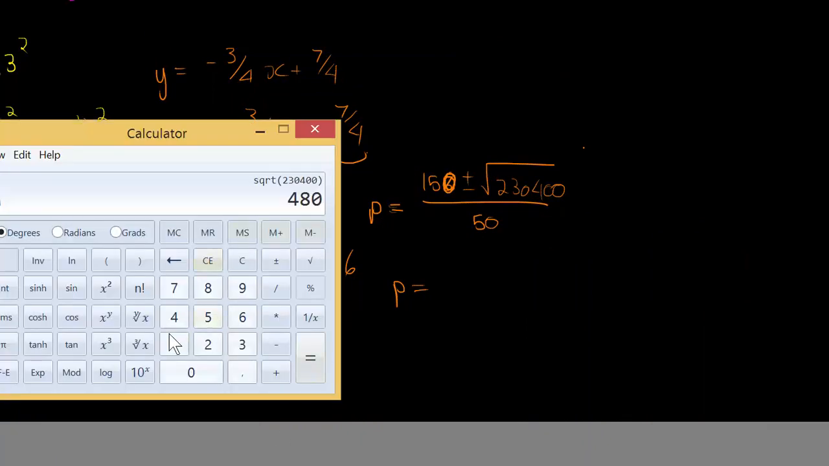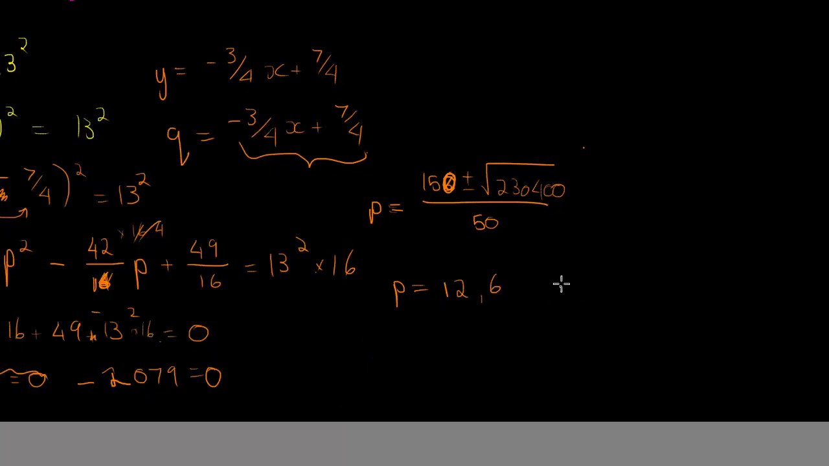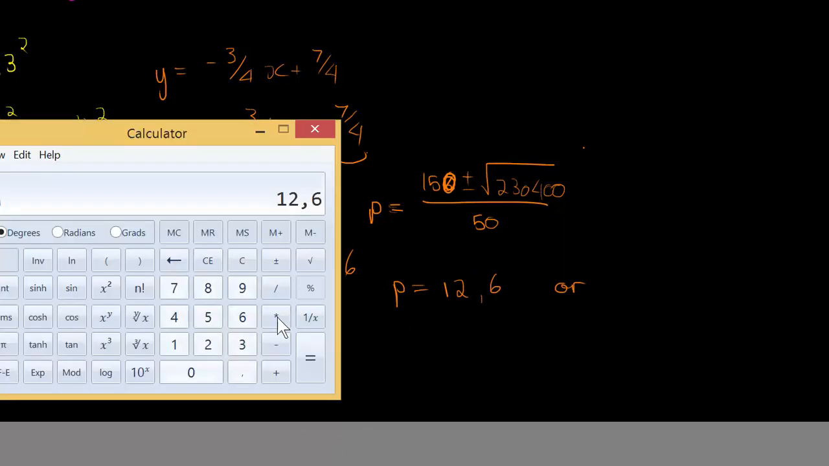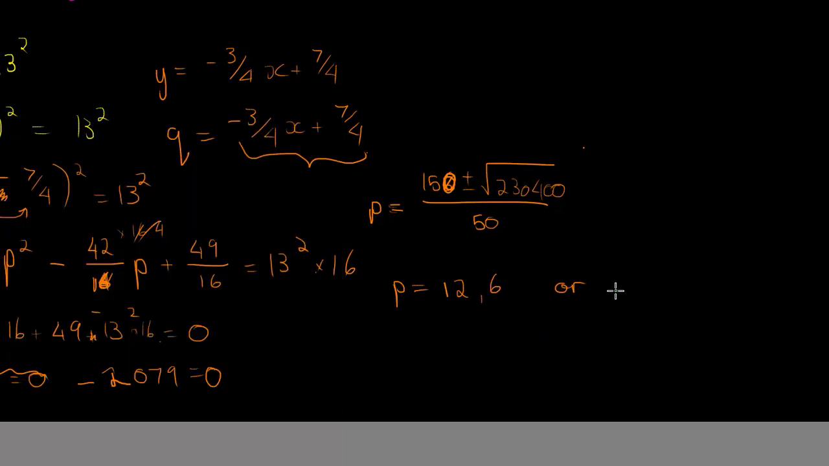Okay, so I've got 150 plus the memory recall divided by 50 is equal to 12,6, or it's 150 minus the memory recall divided by 50. Okay, or P is equal to 6,6.